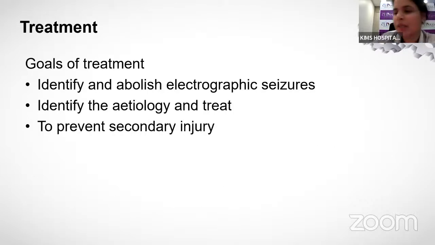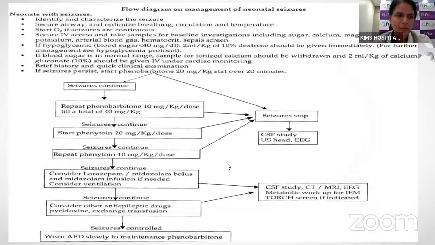So the goals of treatment in neonatal seizures would usually be to identify and abolish electrographic seizures, to identify the etiology and treat the etiology, and also to prevent secondary brain injury.